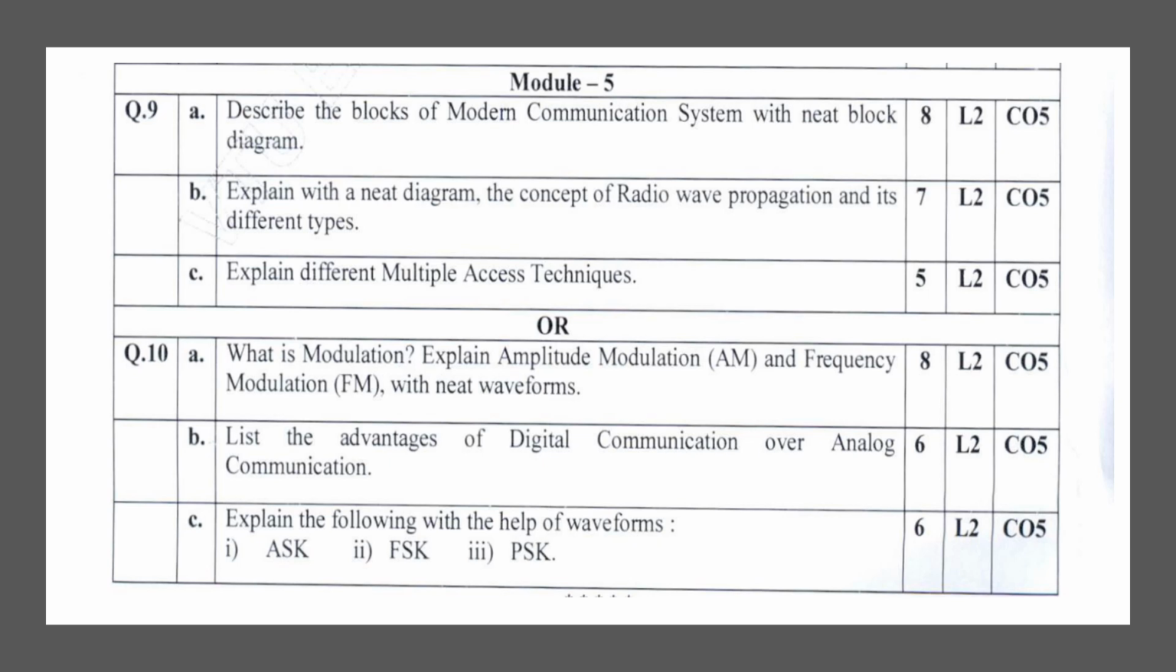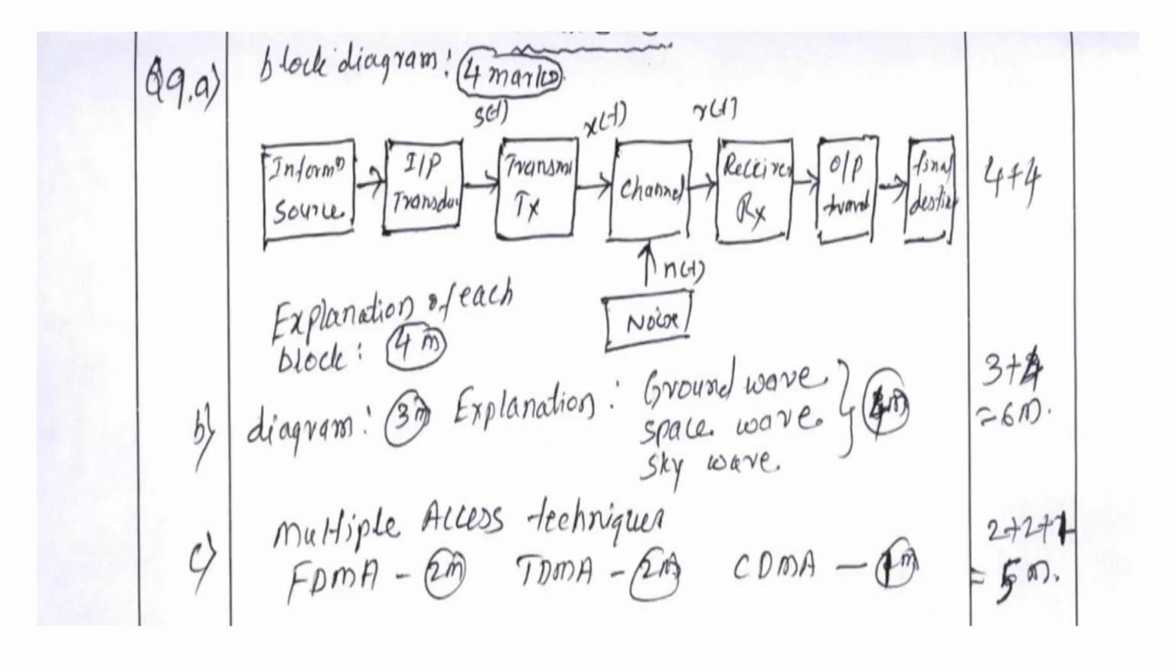Right? So getting into the scheme. The first question is nothing but modern communication system. This is the block diagram for that. How input transducer is used, what is the source, what is the output, where is the final destination, how the channel is being connected, what is the noise produced by the channel. All these you will be explaining. The block diagram carries 4 marks and explanation carries 4 marks. So totally it is of 8 marks.